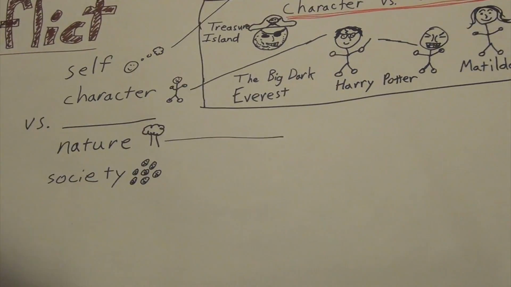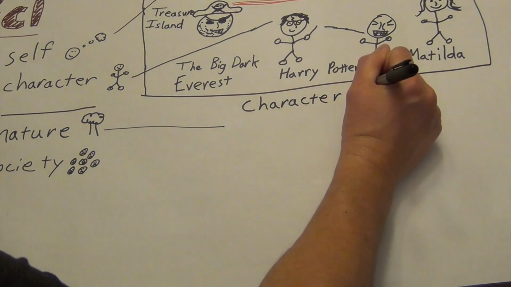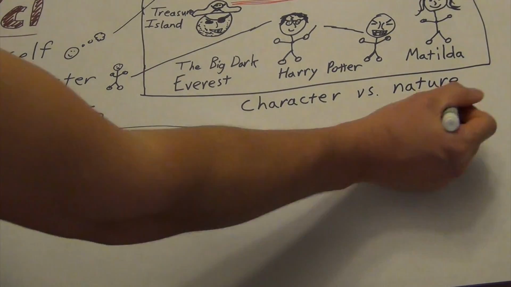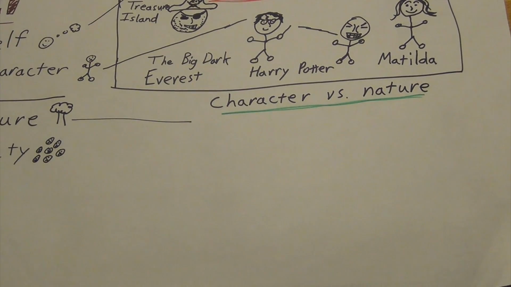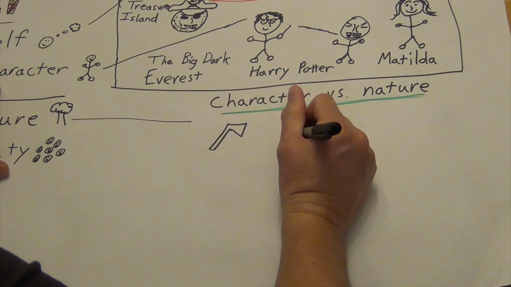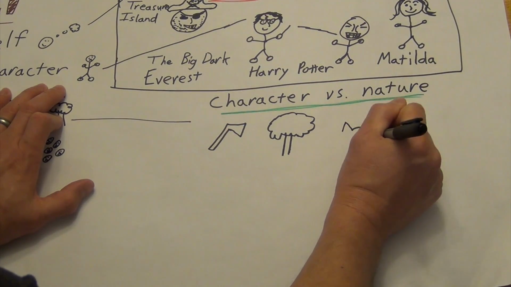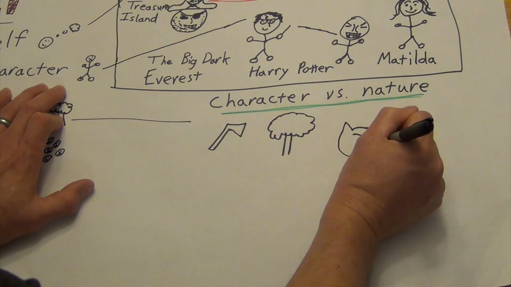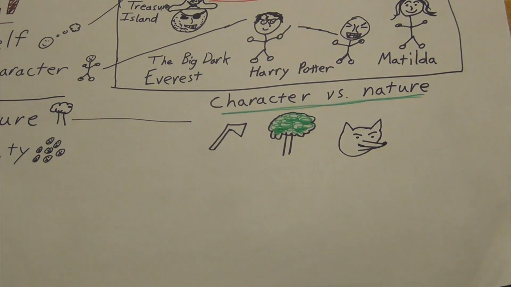So another type of conflict is character versus nature. And that's when there are natural elements or natural obstacles that the character has to overcome, and they go up against nature, and they have to survive. So it's sort of a survival thing. A classic example of this type of conflict is in Hatchet, where Brian has to survive in the wilderness sort of on his own. It's just him against the natural world.